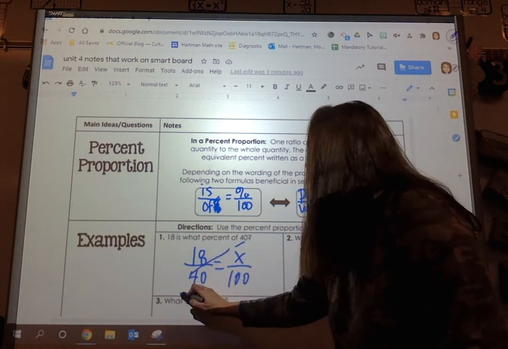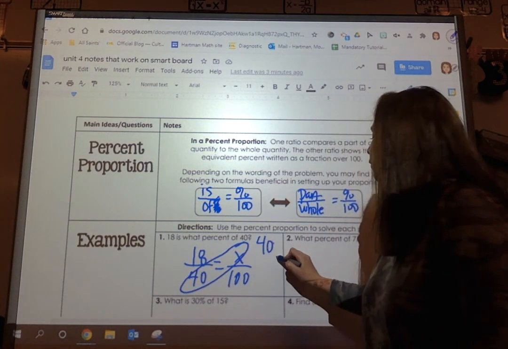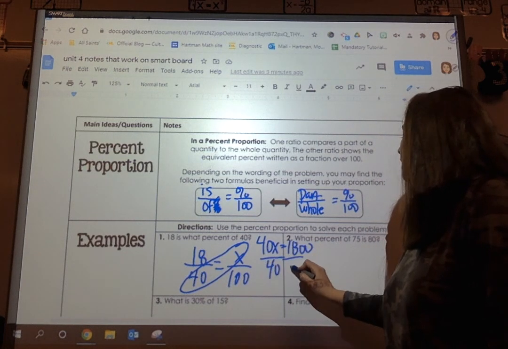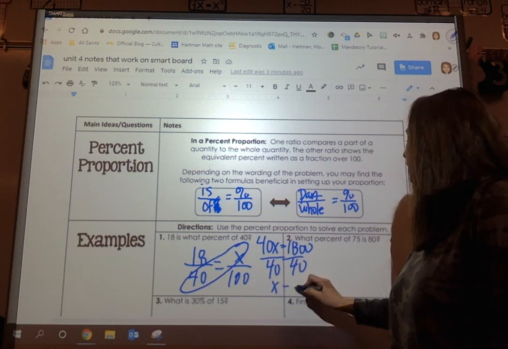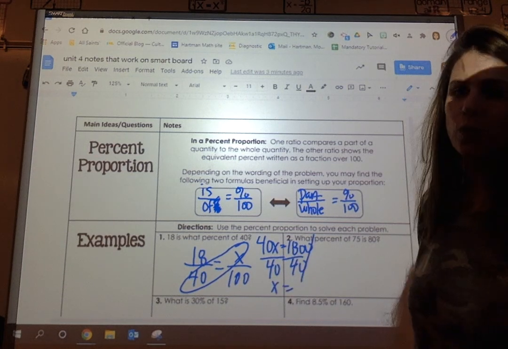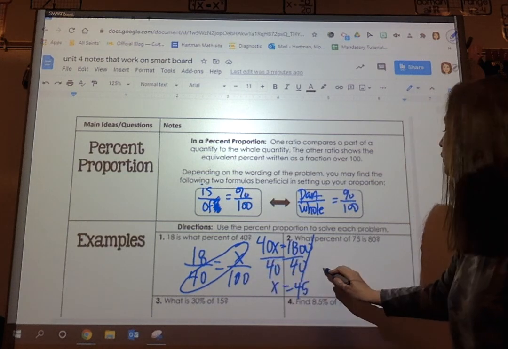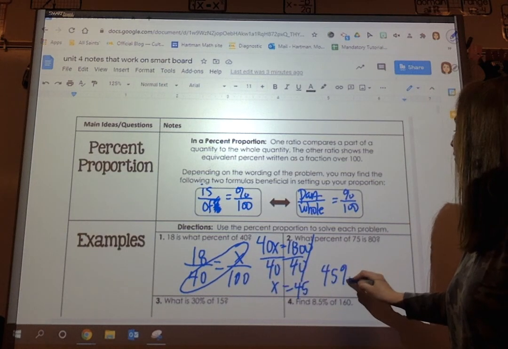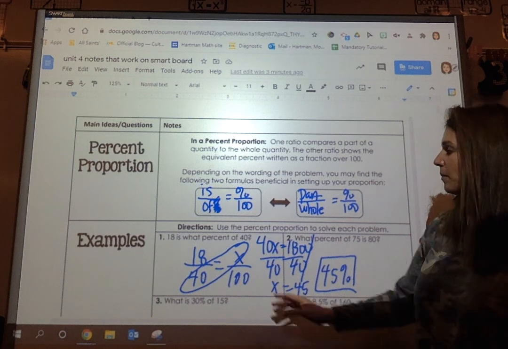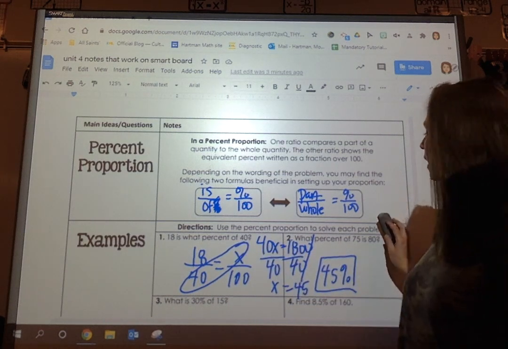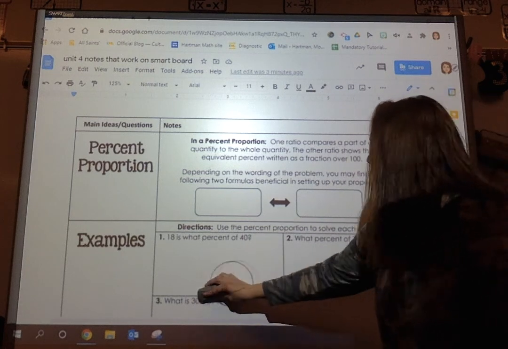When I cross multiply, I have 40x equals 1800. Divide both sides by 40. And then I get x equals 45. And it's 45%. So 45% would be my answer because I'm looking for the percent. Okay? All right. Let's do a couple more problems together.